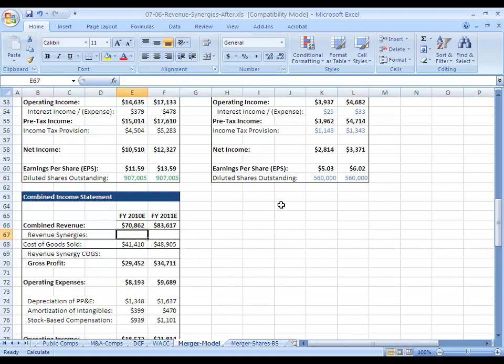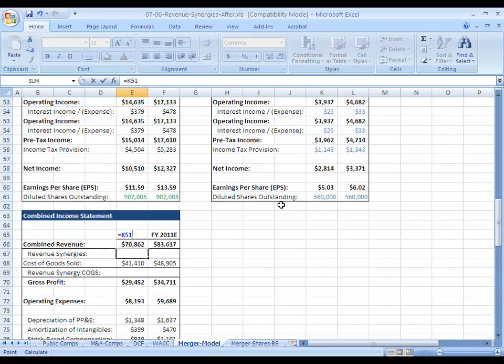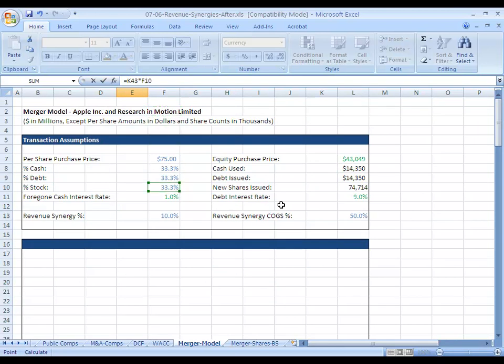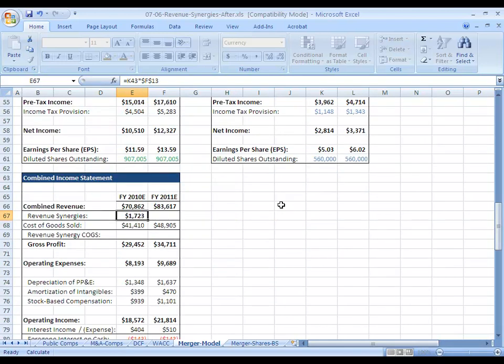For the revenue synergies, what I'm going to do here is go over to RIM's revenue. And I'm going to take that and then multiply by the revenue synergy percentage right here. I'm going to anchor this with F4. Then I can just copy this formula over. So we see it's around 1.7 billion in year 1 going to 2 or 2.1 billion in year 2.